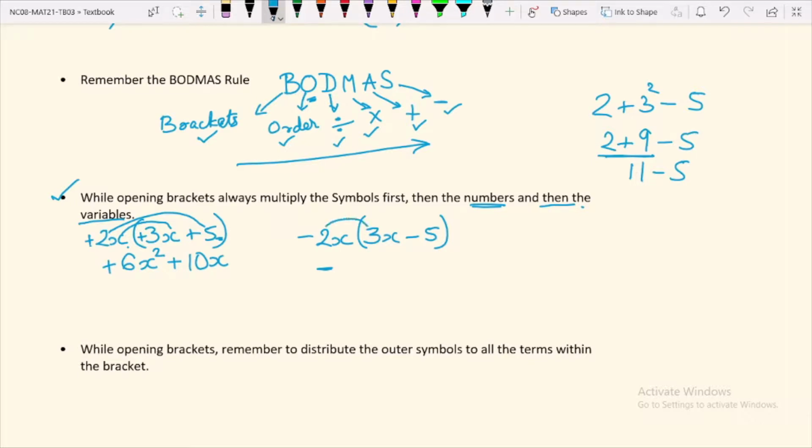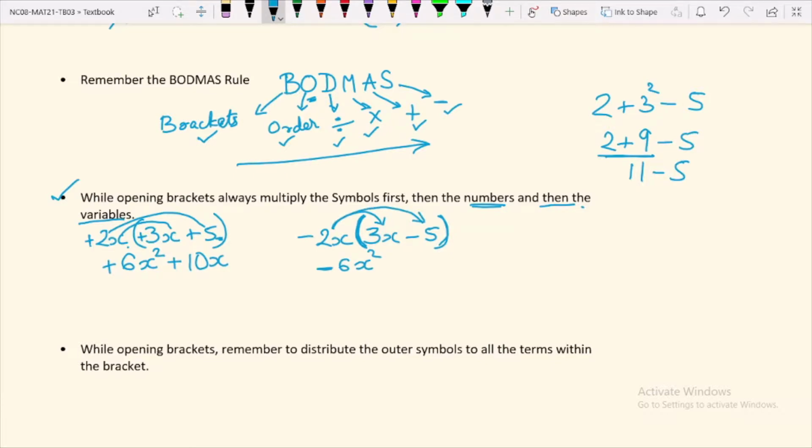Next I will multiply numbers. 2 into 3 is 6. I have to write 6 here. Next I have to multiply the variables. X into x is nothing but x square. So this 2x is not getting multiplied to only 3x. 2x is multiplied with the whole term. So I have to multiply 2x with both these terms.